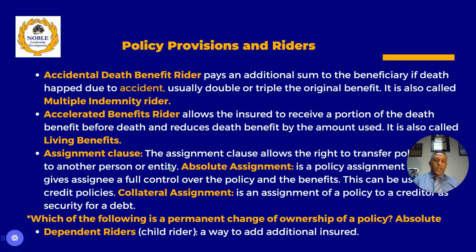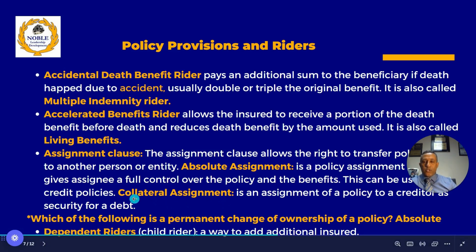Assignment clause, right? An assignment clause is that you can assign the right of your insurance to another person or entity. So there are two important ones. One is called an absolute assignment. So in an absolute assignment, you're giving all the rights to somebody, right? Or a collateral assignment, it can be for a short period of time. So the assignment is given to a creditor usually. So if you have a loan, to secure the loan with the life insurance, we can do a collateral assignment. So you can see in the exam question, what can you use for credit insurance? A collateral assignment, right?